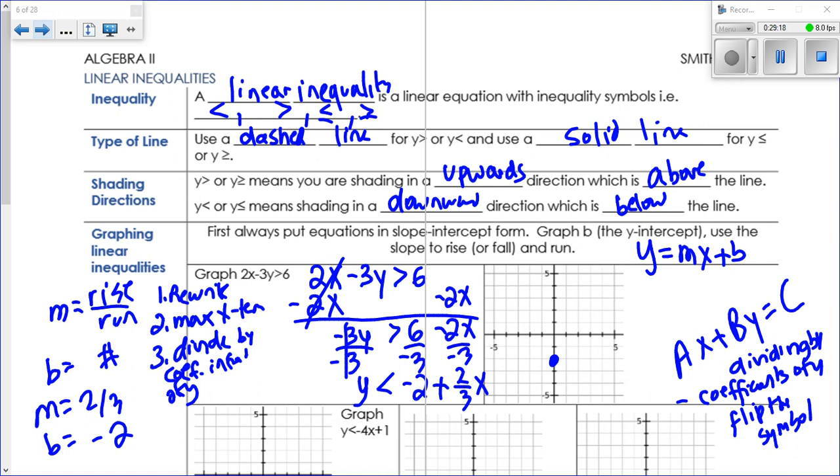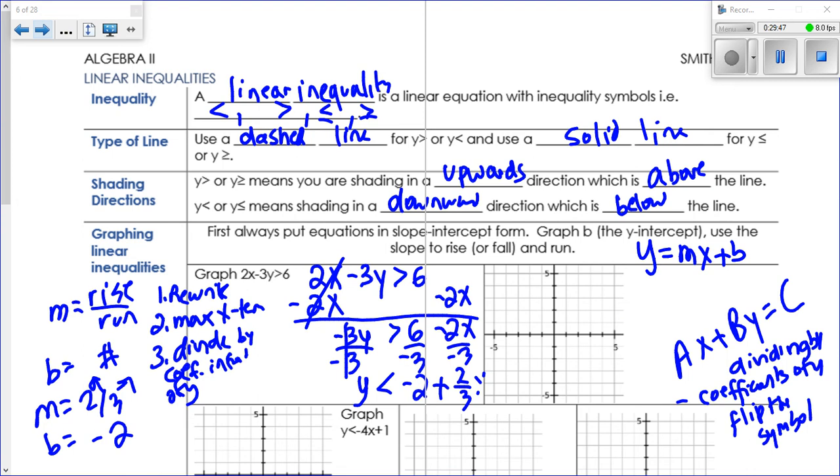And I'm going to go up 2, right 3, and make a point. Up 2, right 3, make a point. Up 2, right 3, make a point. If I want to go backwards, I go down 2, left 3, make a point, and I create my line. Now, is it a solid line? Well, it says less than, so this is a dashed line.